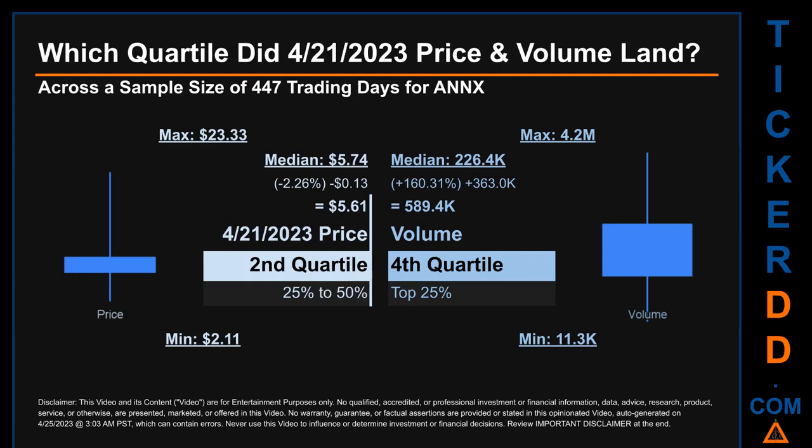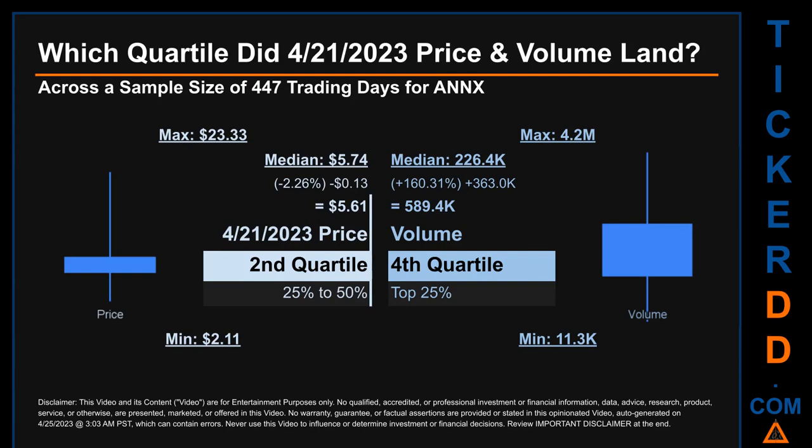Within that price range, April 21, 2023 price, of $5.61, landed within the second quartile, putting it within the 25% to 50% range of all sampled end-of-day prices. The day's volume landed within the fourth quartile, marking it within the top 25% of all sampled daily volume, which saw a max daily volume of 4.2 million and a minimum of 11.3 thousand.